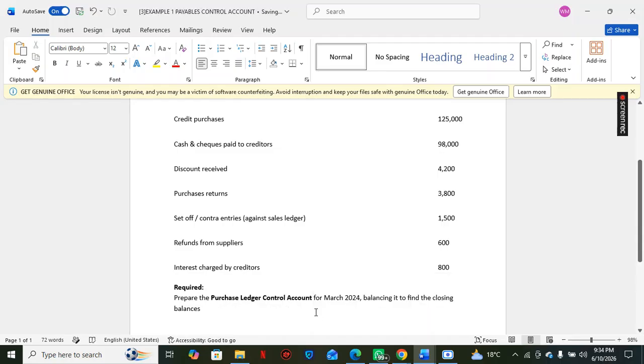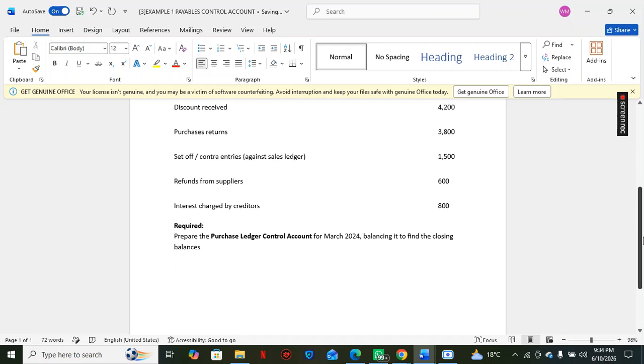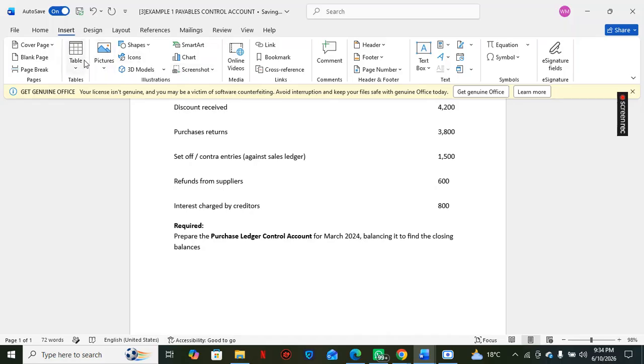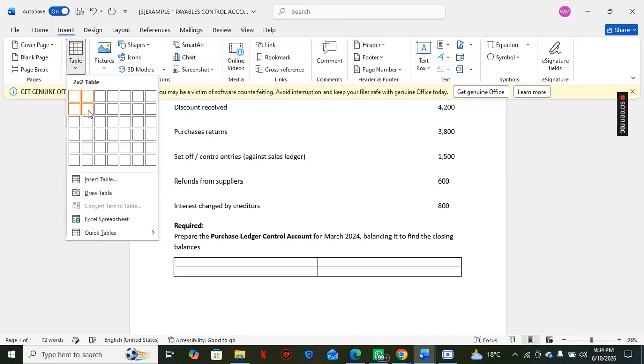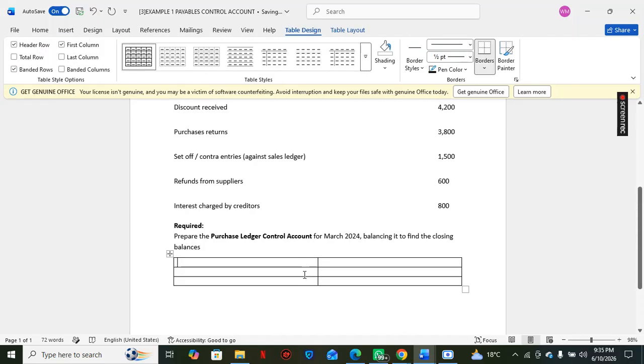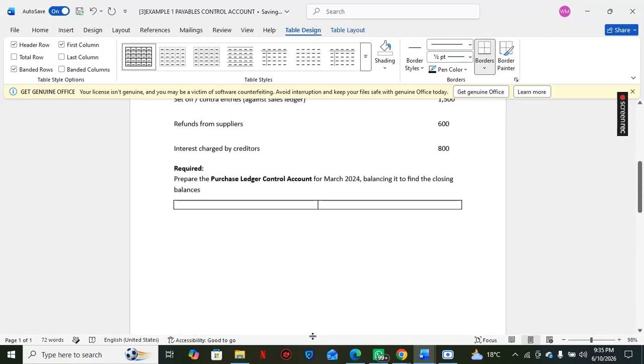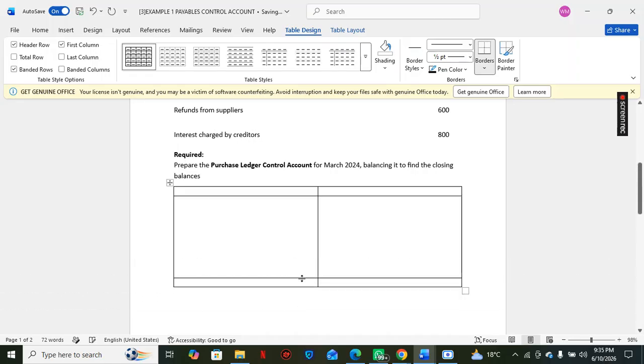As I said, the secret here is this: if it increases the money you owe, credit. If it reduces the money you owe, debit. That is the general rule here, for most transactions. There might be some minor changes for some transactions, but I'll show you all of them. So this is how you open up the purchases ledger control account.